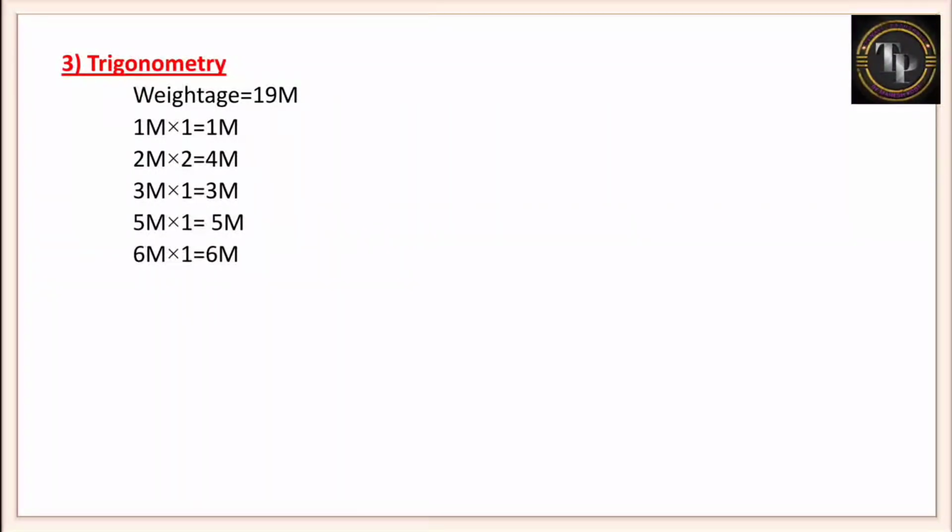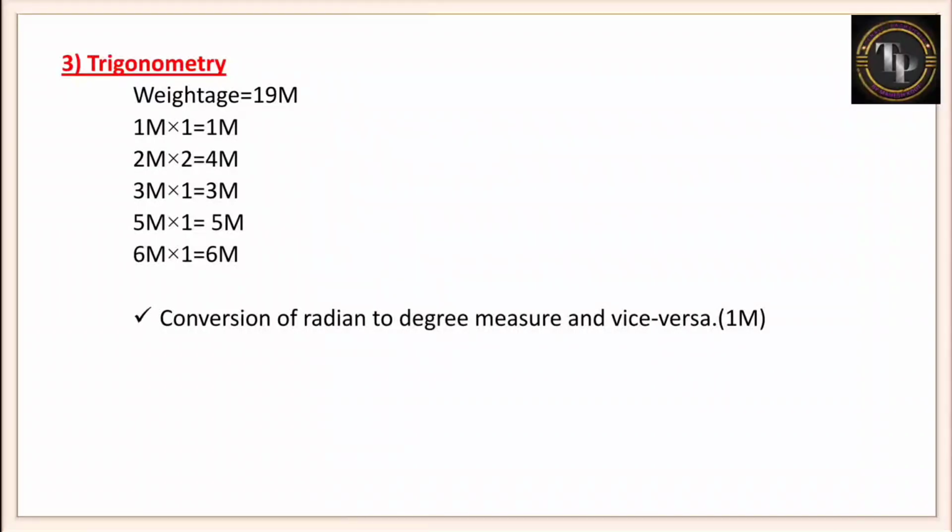So let us discuss what the important concepts are. Conversion of radian to degree measure and degree measure to radian, vice versa. Definitely every year they are asking one question from this concept. For example, you are given 520 degree, convert it into radian. Otherwise 5 pi by 18, convert it into degree. Like that they will ask any one question, definitely 101%.